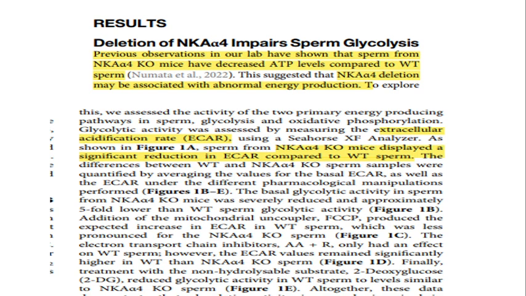So basically, when we talk about the results of this, they saw in the first step that the mice without alpha 4 have different levels of glycolysis happening. How did they measure this? They used the extracellular acidification rate. So they saw that the knockout mice displayed a significant reduction of this ECAR compared to the wild type.